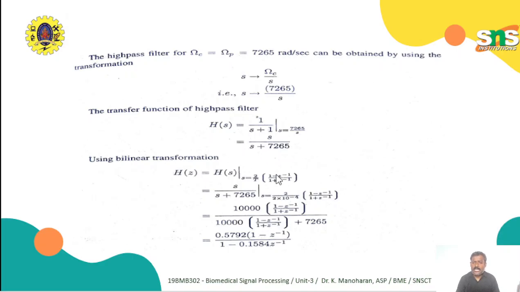Now we make it a digital filter. For a digital filter, H of z equals H of s, where s is replaced by 2 by T into (1 minus z inverse) divided by (1 plus z inverse). Now we replace it in s divided by s plus 7265, where s is replaced by 2 into 10 power 4, that is 10,000, into (1 minus z inverse) divided by (1 plus z inverse). Similarly the denominator is 10,000 into (1 minus z inverse) divided by (1 plus z inverse) plus 7265. After simplification, taking 10,000 common in the denominator and making it the numerator, I get 0.5792 into (1 minus z inverse) divided by (1 minus 0.1584 z power minus 1). Thank you.